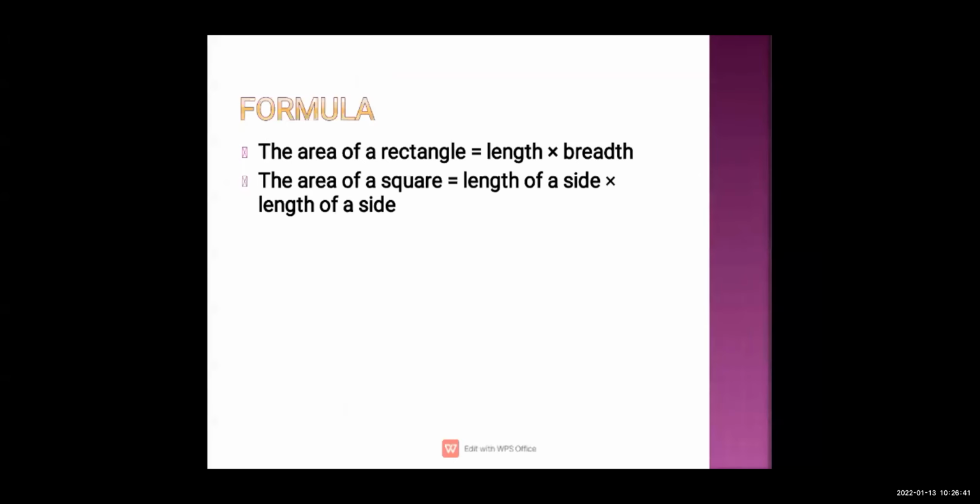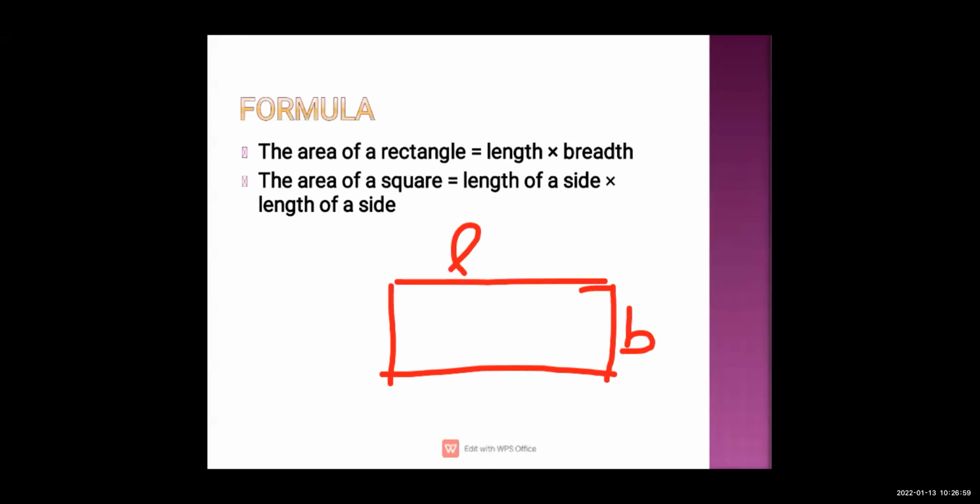You know very well the shape of the rectangle is like this, having length and also breadth. For the perimeter of a rectangle, we have learned the formula 2 into length plus 2 into breadth. But area is different. The area of a rectangle is only length into breadth. Length will be given, breadth will be given, and they are going to tell you to find the area of the rectangle.